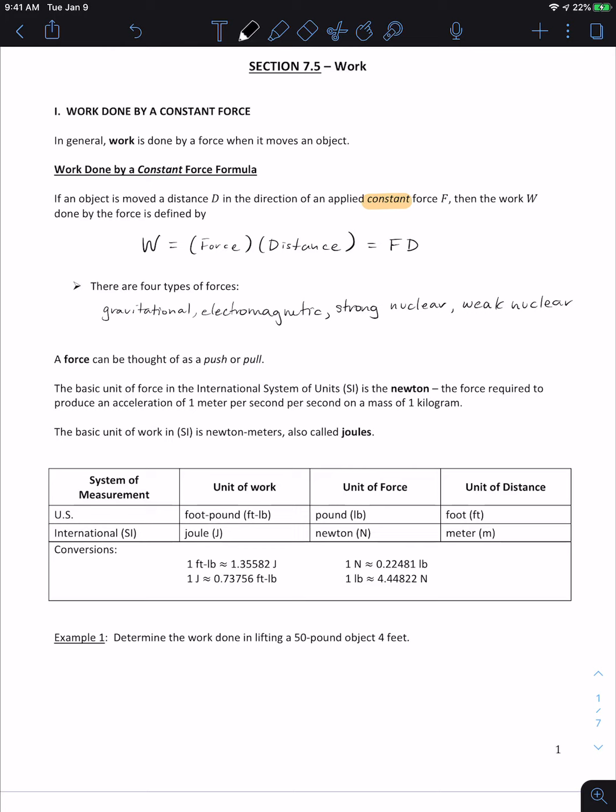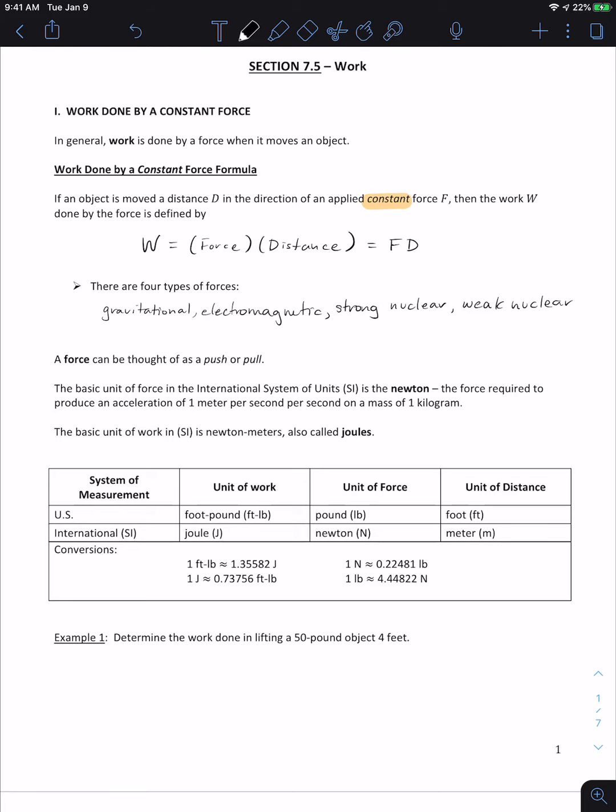Okay, so we have this nice table here that lists the SI units for work, which is joule, we just found out, the unit for force, which is Newton, and the unit for distance, which is meter. The US we know is a little bit funkier, but the unit for work there is called a foot-pound. The unit for force is pound, right, because weight is a force, and then the unit for distance is foot. And then we have a couple of conversion formulas there to help us out.